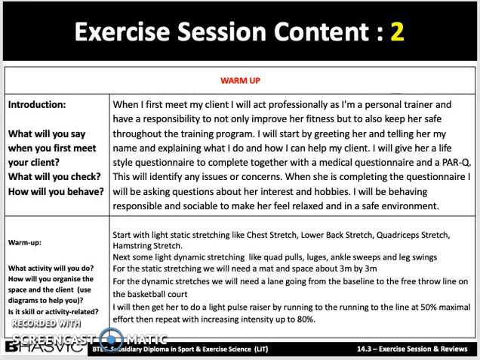Warm-up. I will start off by doing light static stretches like chest stretch, lower back stretch, and quadricep stretch, and hamstring stretch. Next, I will move on to light dynamic stretching like quad pulls, lunges, ankle sweeps, and leg swings. For the static stretching, we will need a mat and space about 3 meters by 3 meters.